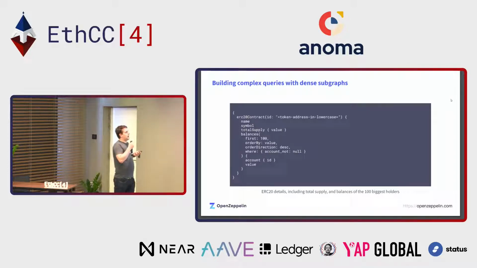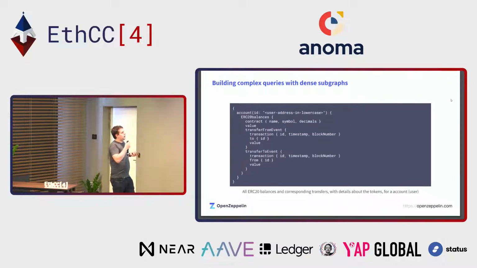This is an example where, given an ERC20 smart contract, we are able to get the first 100 balances sorted by balance, and we get the address and the value for each one of these. By going further, we can get, for an account, the list of all the ERC20 contracts that are indexed by this subgraph, obviously with the details of the ERC20, and we have the list of all the inbound and outbound transfers. And for each one of these, you have the transaction with the timestamp, block number, and everything. So you can almost recreate an explorer from that.